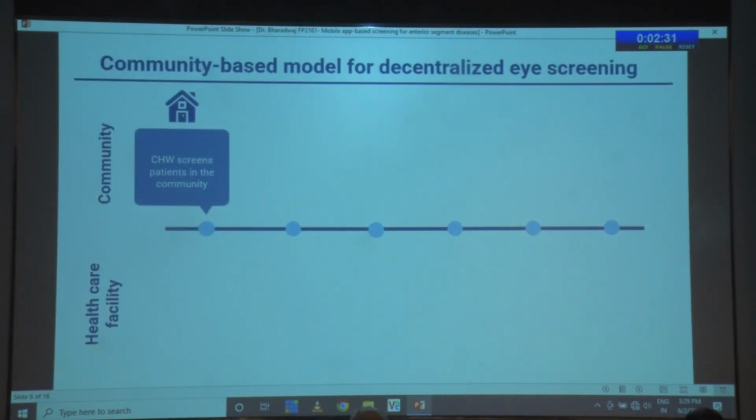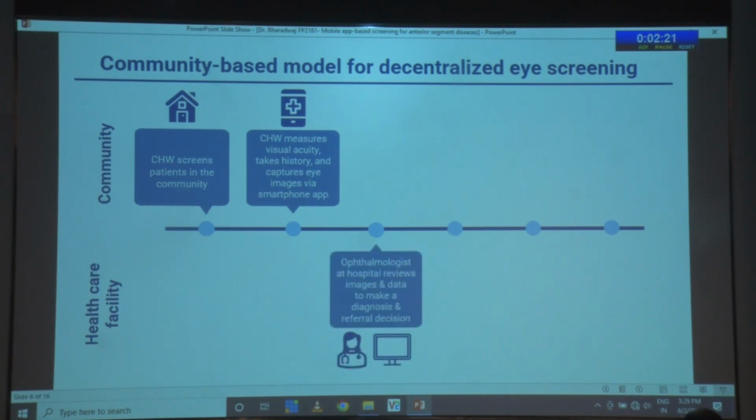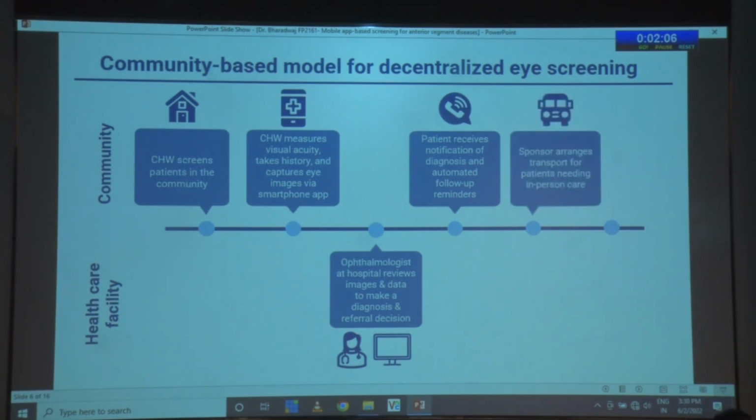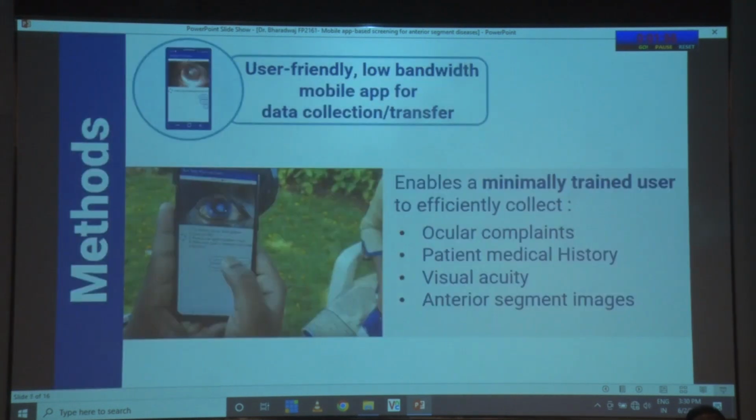How it works is, a trained community health worker screens the patient in the community, measures the visual acuity, takes the detailed history and captures the images via the smartphone, and the data goes to the website where the ophthalmologist in the hospital reviews it. The patient who needs further intervention is communicated with via messages or calls. We can also do it in the form of a camp where the patients required in one locality are pooled by a sponsor, who sends them for the necessary treatment to the base hospital.